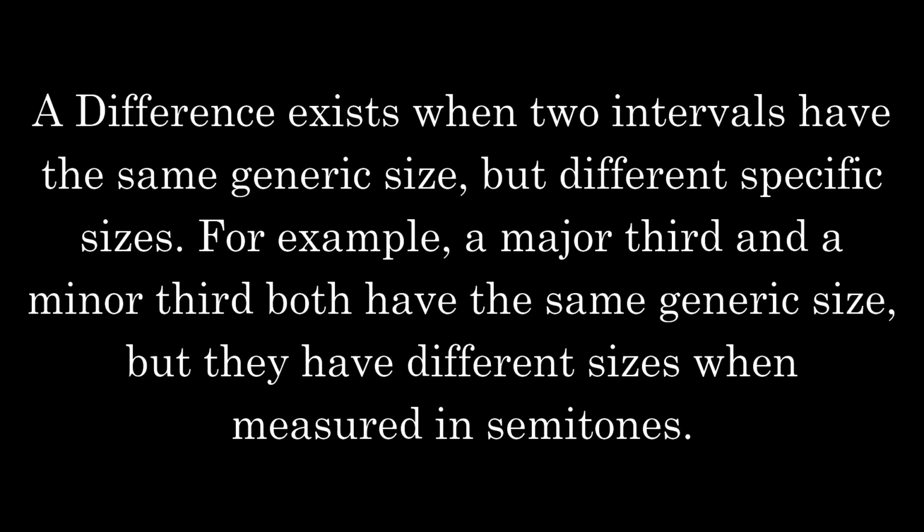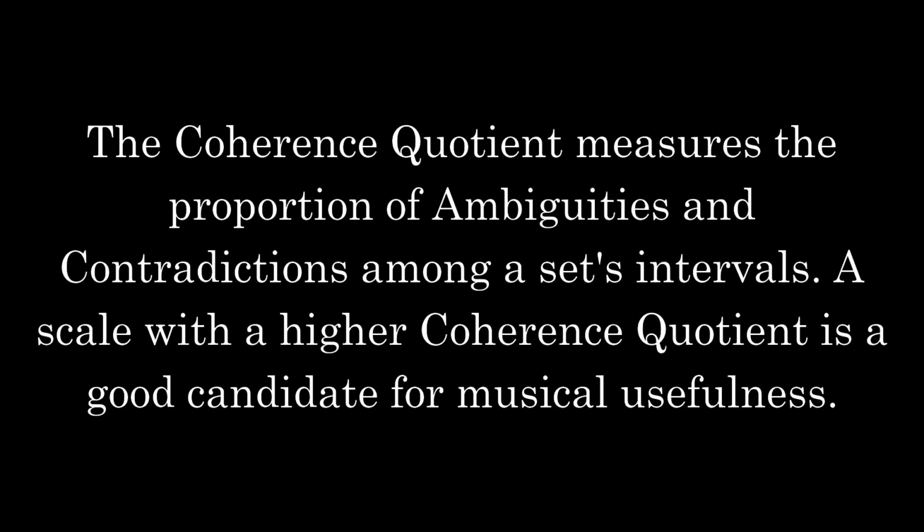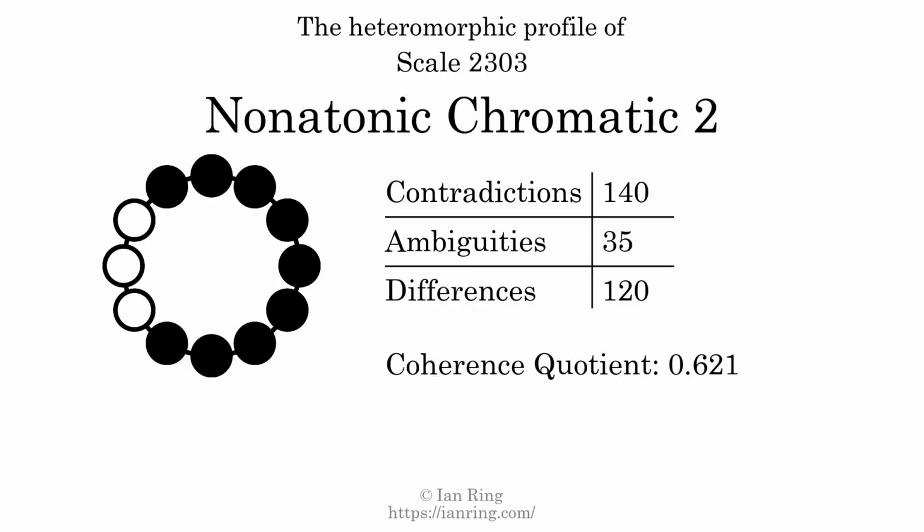A difference exists when 2 intervals have the same generic size, but different specific sizes. For example, a major third and a minor third both have the same generic size, but they have different sizes when measured in semitones. The number of differences in this scale is 120. The coherence quotient measures the proportion of ambiguities and contradictions among a set's intervals. A scale with a higher coherence quotient is a good candidate for musical usefulness. The coherence quotient is 0.621.